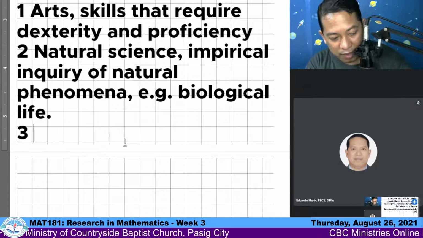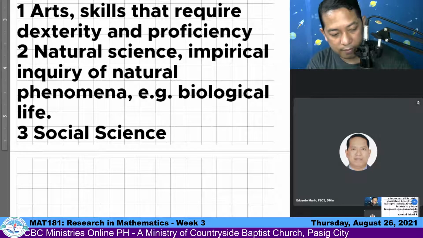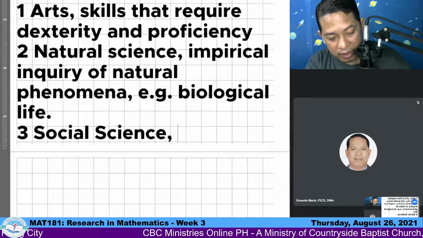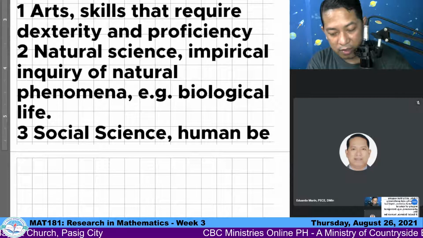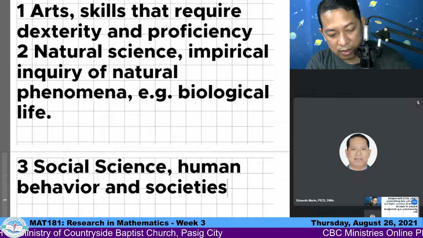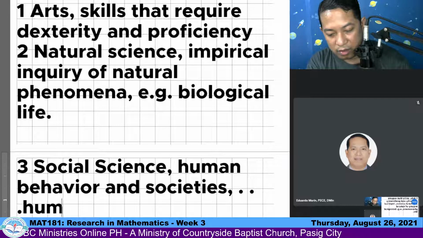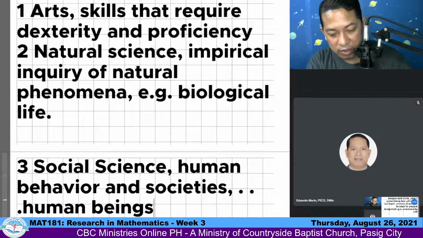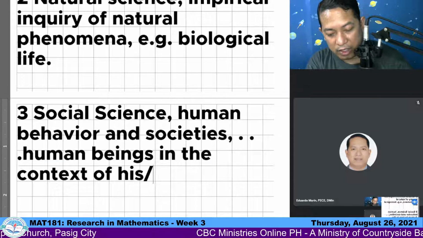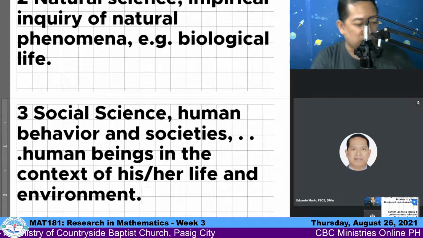And then we have also number 3 in terms of social science. Yan, social science, it involves the study of human behavior. No? So behavioral studies and societies. Social research because the primary interest is human beings, of course. No? So human beings in the context of his and her life and environment. So yan po mga kapatid.